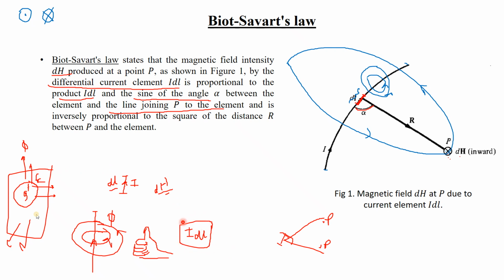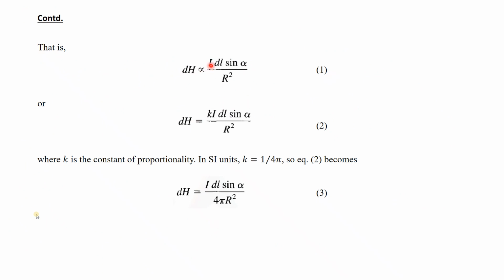In the magnetic field, the magnetic charge, or we can say the source which is creating the magnetic field, the differential current element IDL, is considered to be a vector. So IDL is a vector.